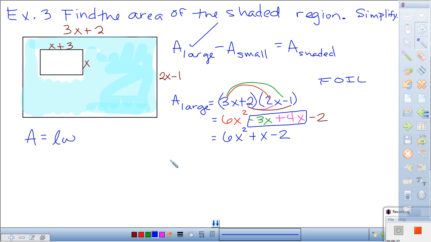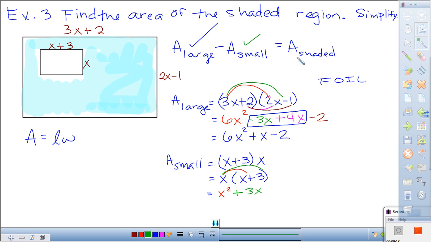Now we need to find the area of our small rectangle. We're going to do the same thing, length times width. So I have length x plus 3 times width x. Since we're multiplying, I can switch these around, and to me it's easier if I put my x first times x plus 3. Now we should know how to do this from our previous lesson. All we need to do here is just distribute. x times x, x squared, and then x times 3 is plus 3x. We can't simplify, so that is the area of our small rectangle.